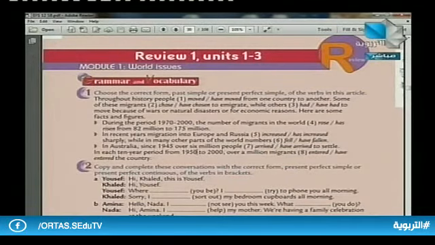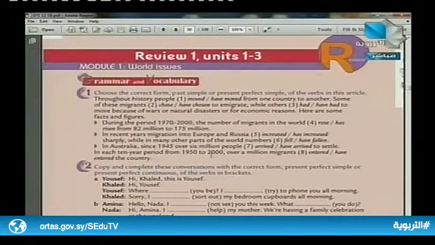In Australia, since 1945, over 6 million people have arrived to settle. So we have "since" here. Since 1945 goes with the present perfect, which means up till now, up till this moment. So it is connected to the present. Have arrived to settle is the present perfect.